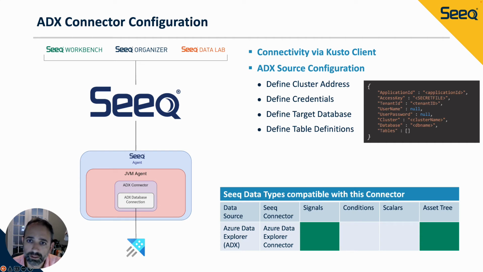When we looked at the configuration within the administration panel, we saw that there were two main configuration elements, the cluster and the table. You can have any number of clusters configured and any number of tables associated with those clusters. When we talk about the actual data types that the ADX connector is capable of reading, currently the ADX connector supports samples and asset trees.